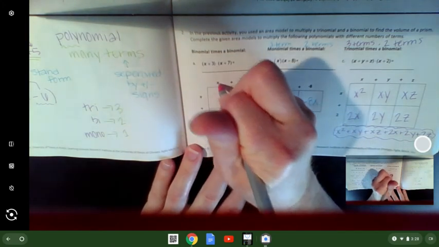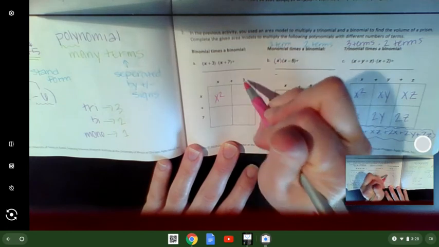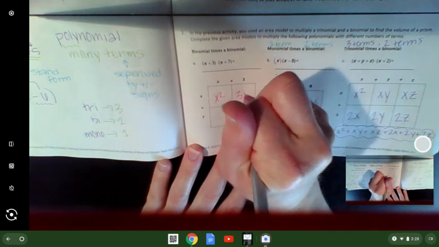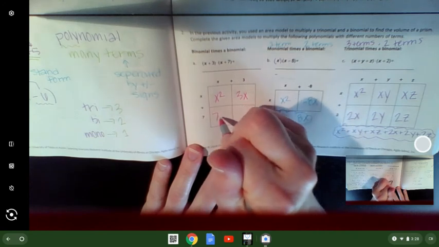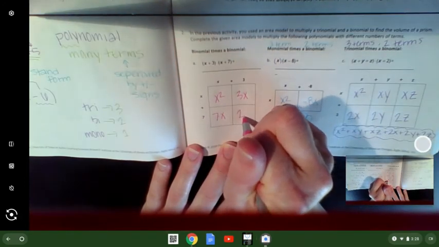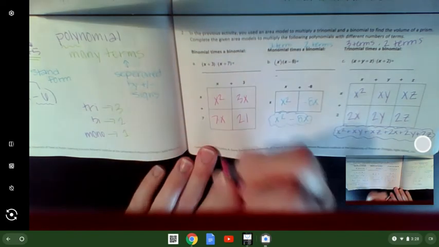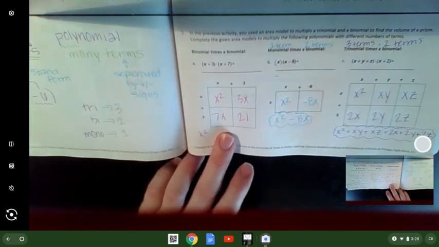Here we go. x times x is going to be my x squared. x times 3 is my 3x. 7 times x is 7x. And 7 times 3 is 21. Now I'm going to take all of that out of my box because we never answer in a box.